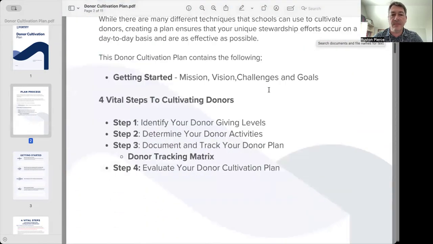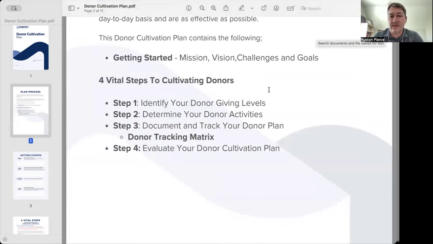First of all, anytime we are going to discuss cultivating donors, we really want to go into four major areas. The first thing is we want to identify our donor giving levels. We need to segment our donors. The second thing is we need to determine our donor activities. We need to figure out how we're going to track our donors. And then at the end of the year, we need to evaluate our plan and figure out what worked and what didn't, and make sure that we are moving forward addressing any issues that come up with the plan.